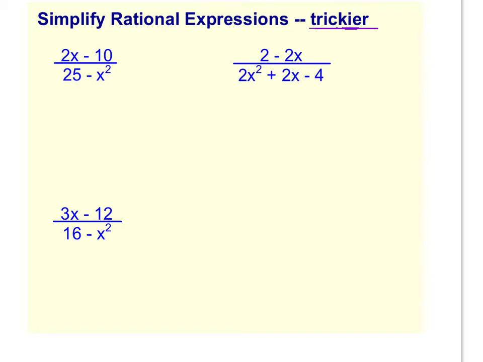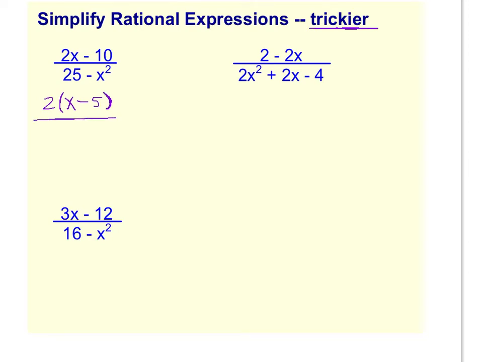So looking at our first example, there's three types of factoring you might see. You could have your GCF factoring, factoring with difference of squares, or trinomial factoring. So our first example, that 2x minus 10, that's just two terms. You can take a 2 out of both terms, so that's your GCF factoring. So if we take out a 2, you're left with x minus 5 over.